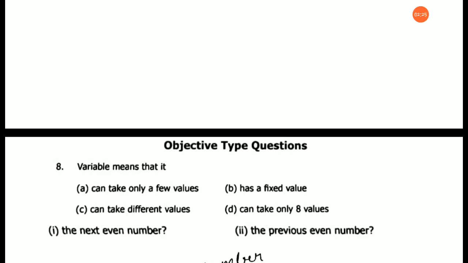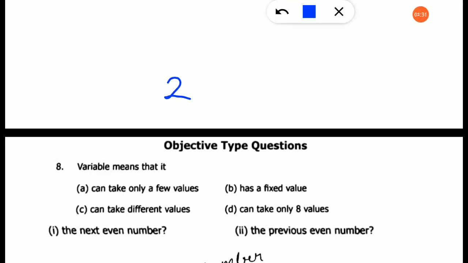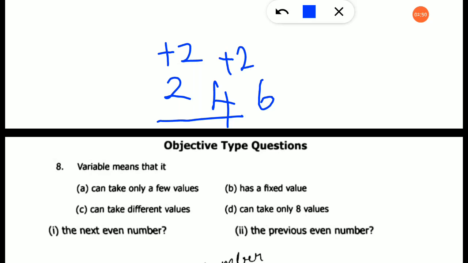Now, the first subdivision here is the next even number. Imagine I have given 2. What is the next even number? 4, right? So, what is happening here? After 2, I am adding 2 and this gives 4. And after 4, what is the next even number? 6. And what is added here? Again, 2 more I am adding and 6 is written.